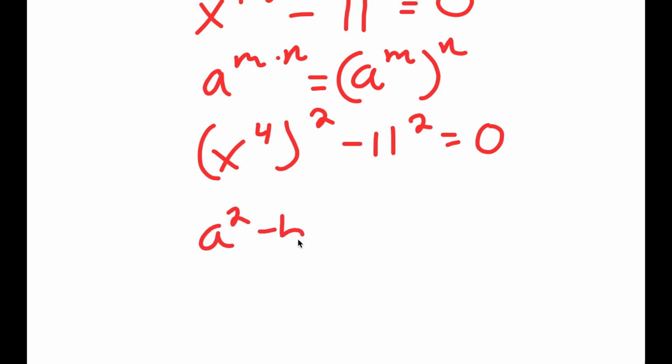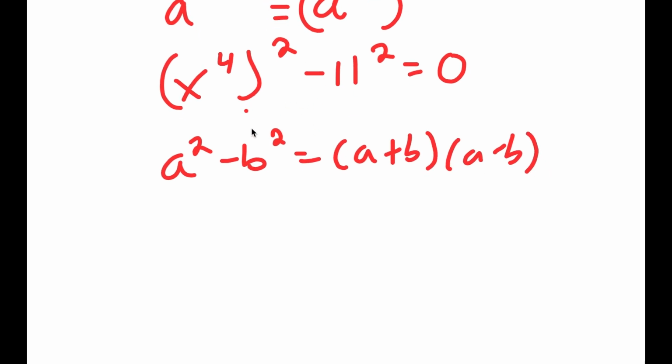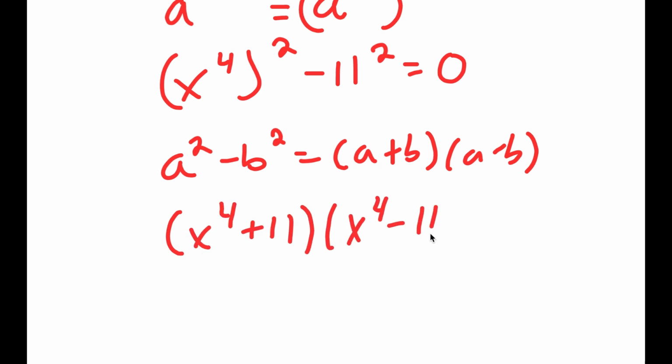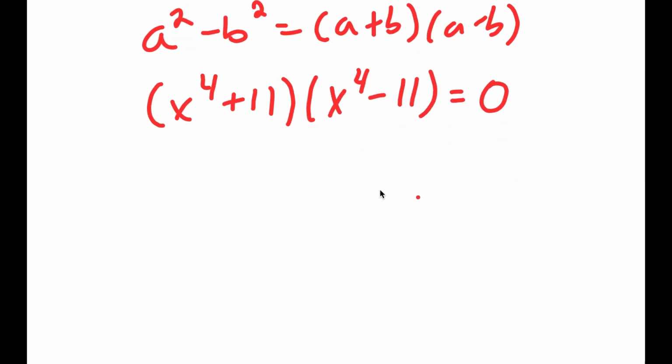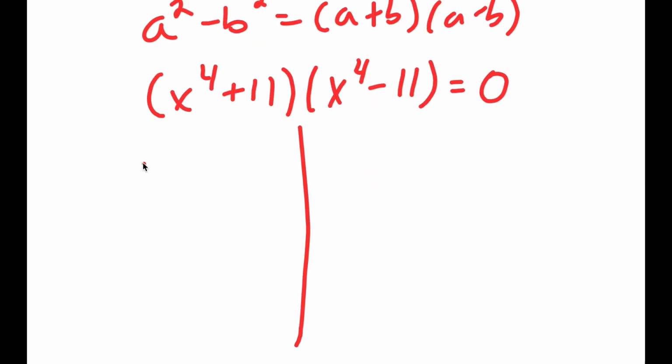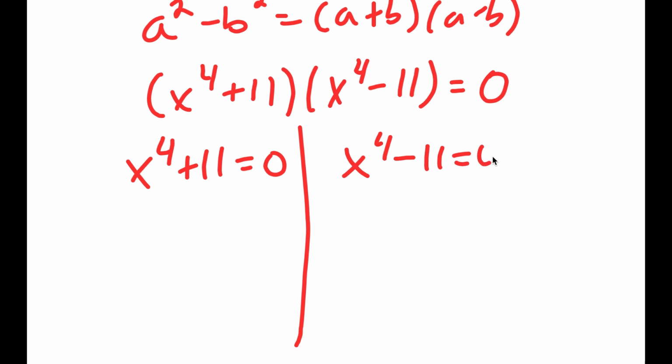Now if I have something in the form a squared minus b squared, this is equal to a plus b times a minus b. So in this case, this can equal x to the power of 4 plus 11 times x to the power of 4 minus 11 is equal to 0. Now this is going to equal x to the power of 4 plus 11 equals 0, and x to the power of 4 minus 11 equals 0.